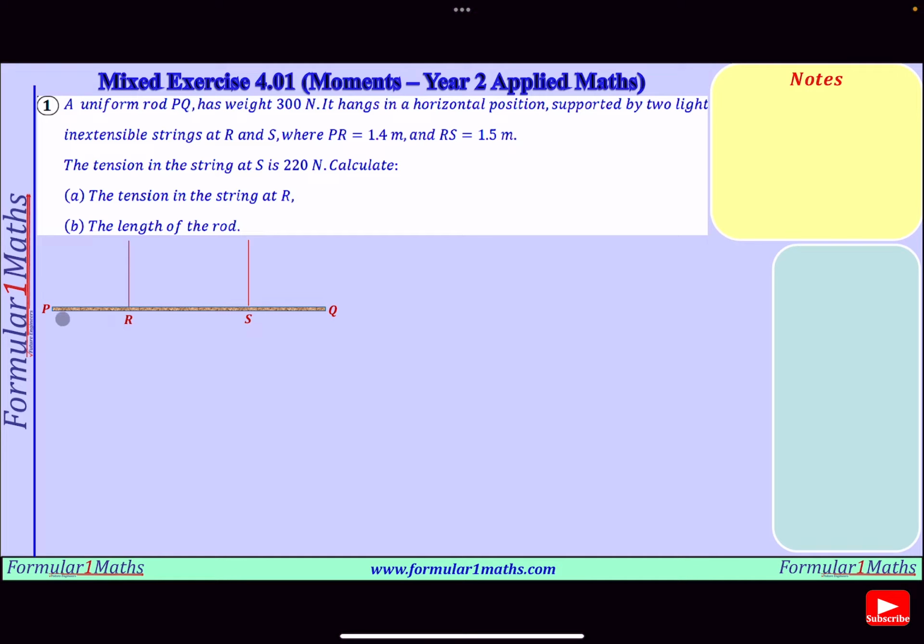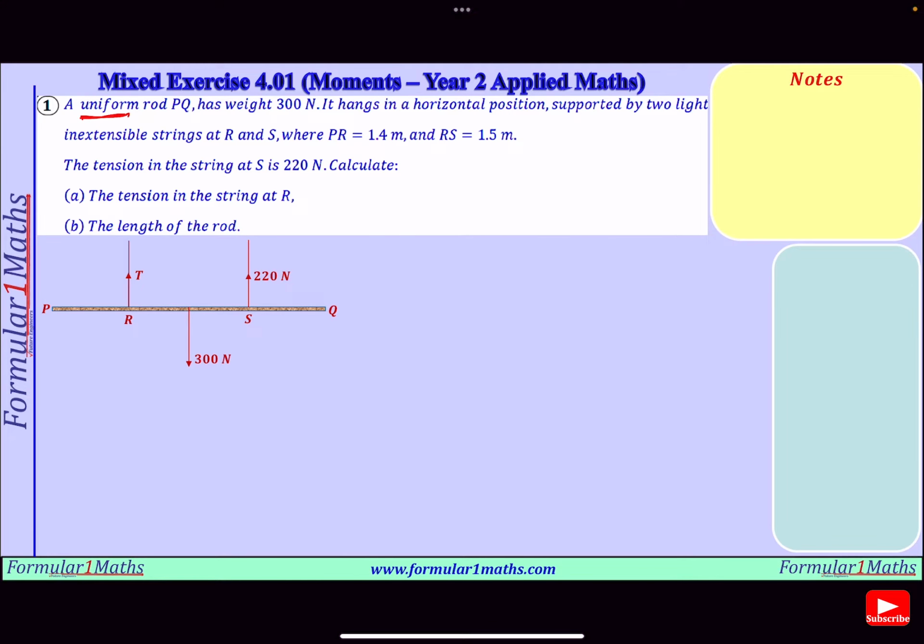So this is a rod, and this and that are the 2 light inextensible strings at R and S. We need to put in the forces acting on the rod. There's a tension of 220 newtons acting in the string at S. There's also tension T in the string at R. There is a weight of 300 newtons acting at the center of the rod because the rod is uniform.